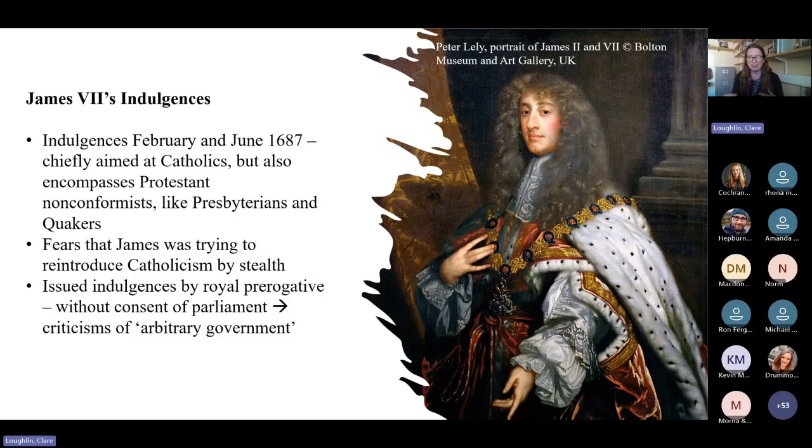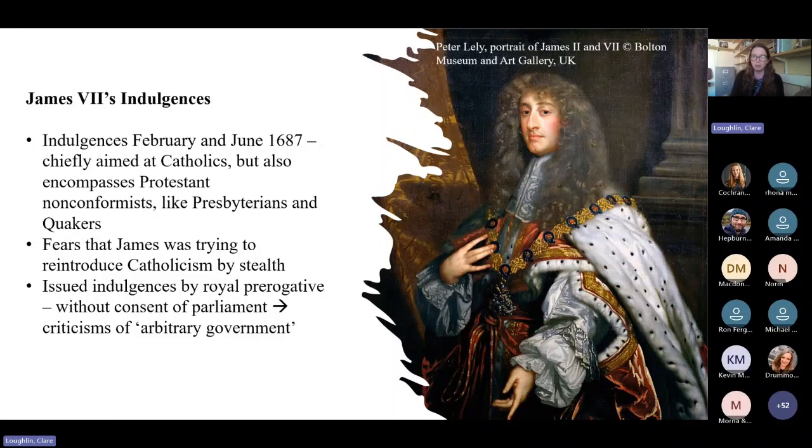James has been hailed by modern historians as a bold experimenter in what we would call religious toleration, but at the time what he was doing was completely anathema. And it was especially worrying because James was issuing these indulgences without consulting Parliament. And so this provokes criticisms that James is acting in an arbitrary manner. There's the phrase in this period, arbitrary government, that is really, really crucial.